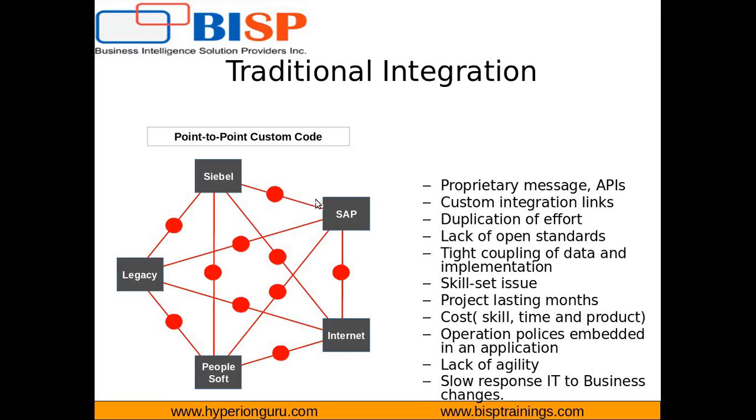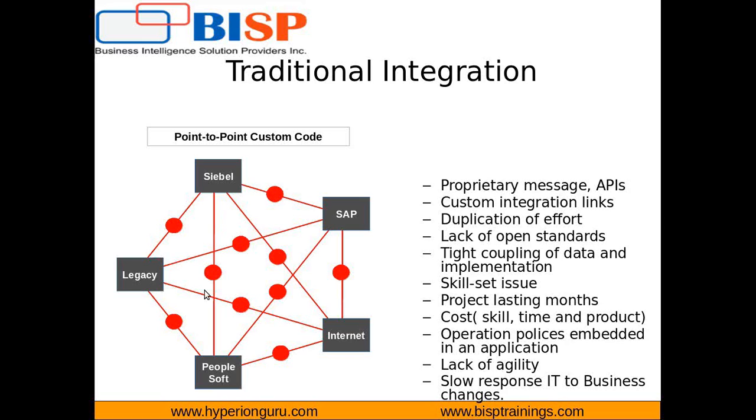There's a skill set issue. You need specific Siebel resources to be able to work with Siebel. You need specific SAP resources to work with SAP, so that you can fully utilize the connectivity. The project lasts months, because with so many point-to-point connections, you have to write a lot of code and generate a lot of artifacts. The cost is high, both indirectly and directly.